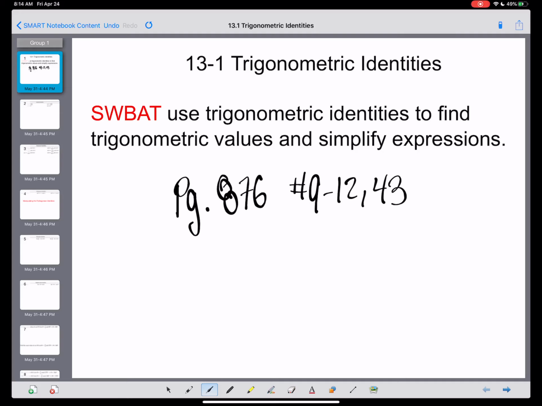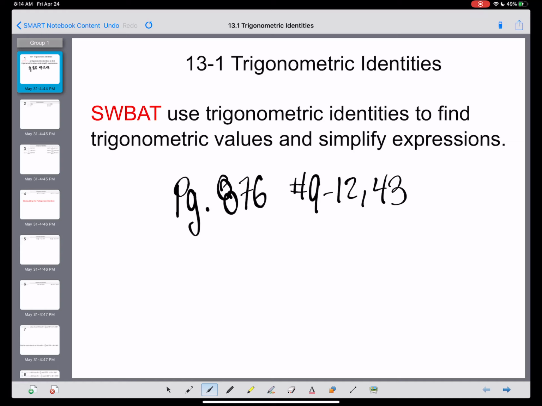All right, guys. We're gonna start off with a new chapter. It's gonna be 13.1 or 13-1, trigonometric identities. This is gonna be a short chapter. It's only gonna be 2 sections long. It says students will be able to use trigonometric identities to find trigonometric values and simplify expressions.